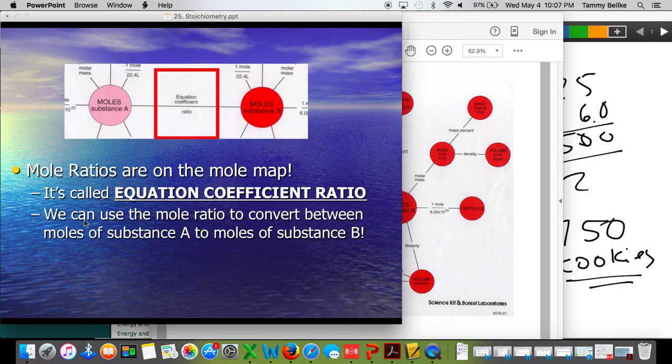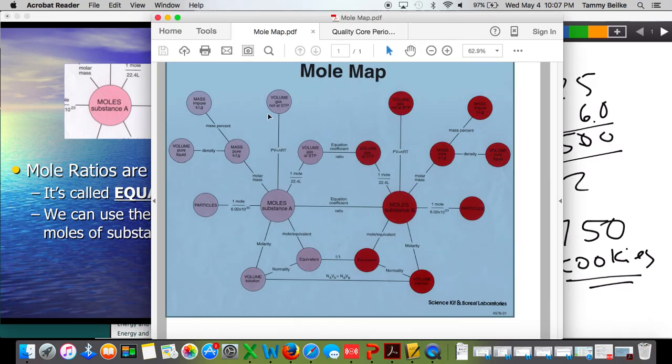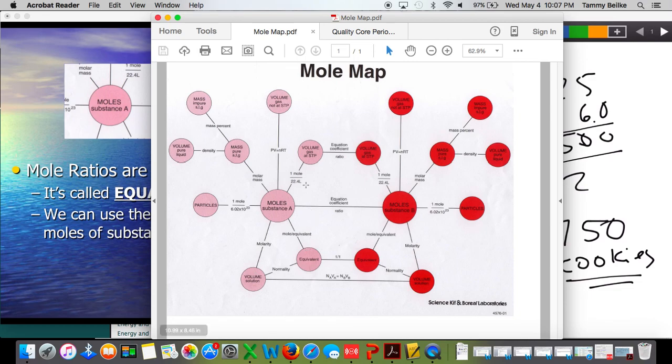So that's what we just found. Mole ratios are on the mole map. It's called the equation coefficient ratio. So I do want you to write that in, that the equation coefficient ratio is the same as mole ratio. And this is our easy way of getting from substance A to substance B. All of our other conversions we've done so far have only stayed on one half of the mole map. We've not ventured over to the dark red side.